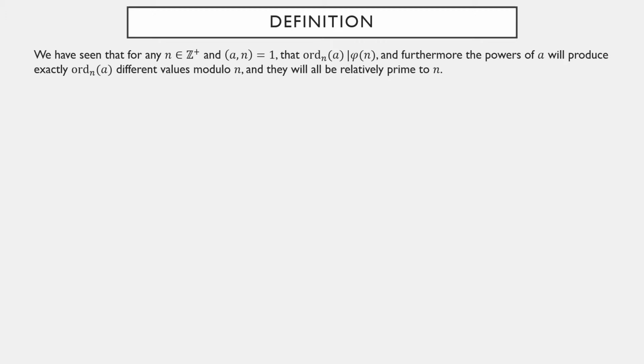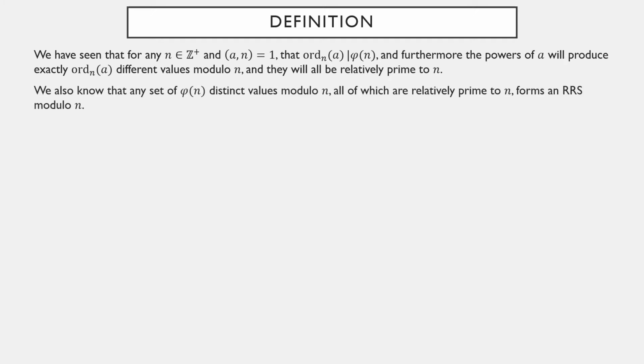Also, the powers of a will produce exactly that many different values mod n, whatever the order was. All of those powers will be relatively prime to n. We also know that if we can find phi of n different things mod n, all relatively prime to n, that will be a reduced residue system mod n. So the powers of a will actually form a reduced residue system mod n if and only if the order of a is exactly phi of n.